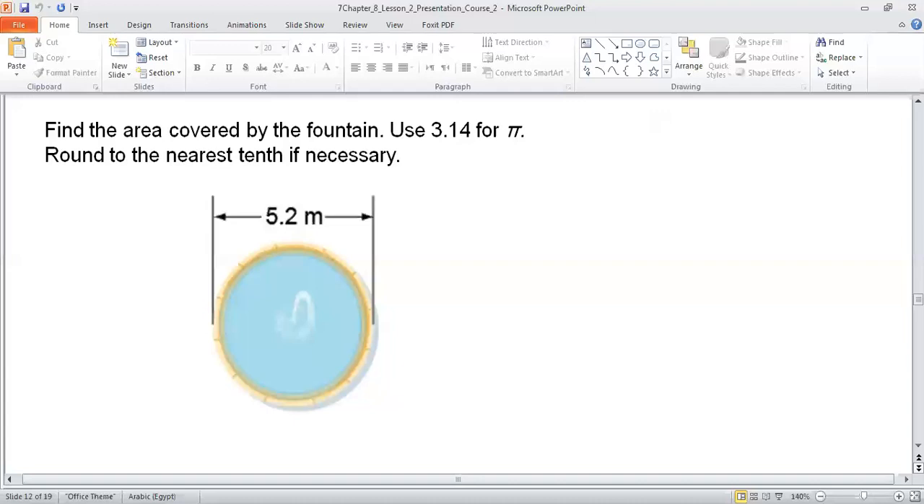We will divide it. Excellent, Faisal. You are my hero today. You will divide it by 2. 5.2 divided by 2 equals what? Equals 2.6. Excellent, Faisal. Amazing student today. So here pi is equal to 3.14 and r is equal to 2.6. You need to find the area of the circle.